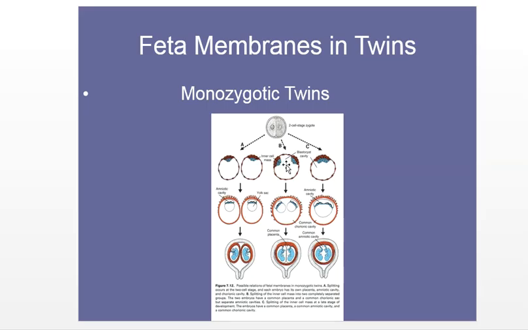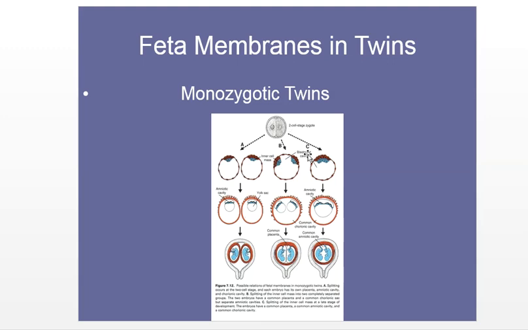Here, this is the blastocyst stage. The second condition is splitting in the blastocyst stage. The inner cell mass splits into two separate groups of cells within the same blastocyst. We have two separate inner cell masses. The two embryos have a common placenta and a common chorionic cavity here, but separate amniotic cavities.